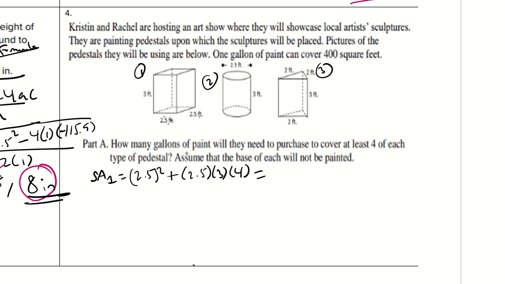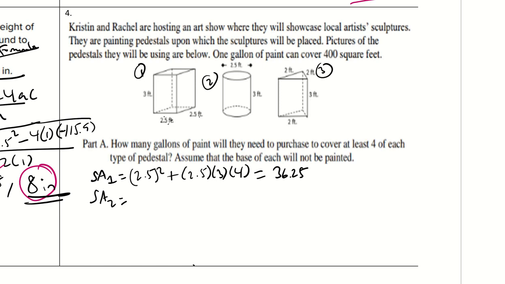We're not going to do the bottom part because, like they said, the base is not going to be painted. The bottom part, we're not going to paint it. All right, so if we do this math, we get 36.25. And then we're going to do the surface area for the cylinder now.